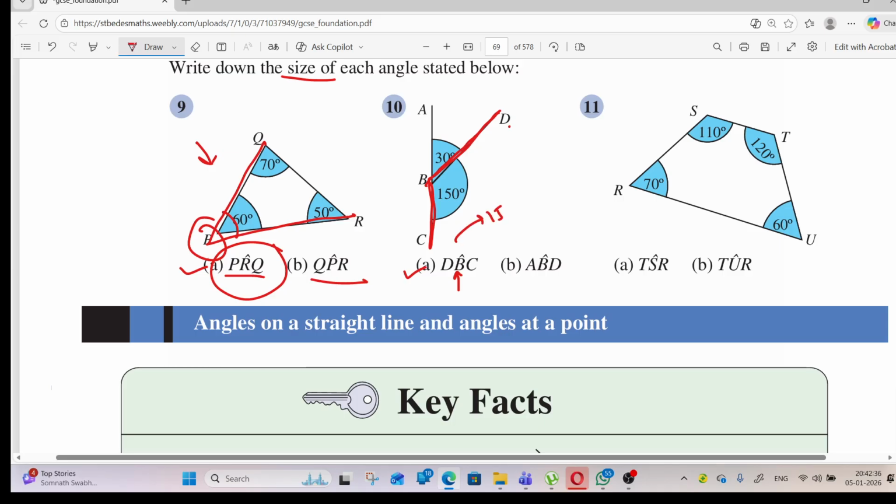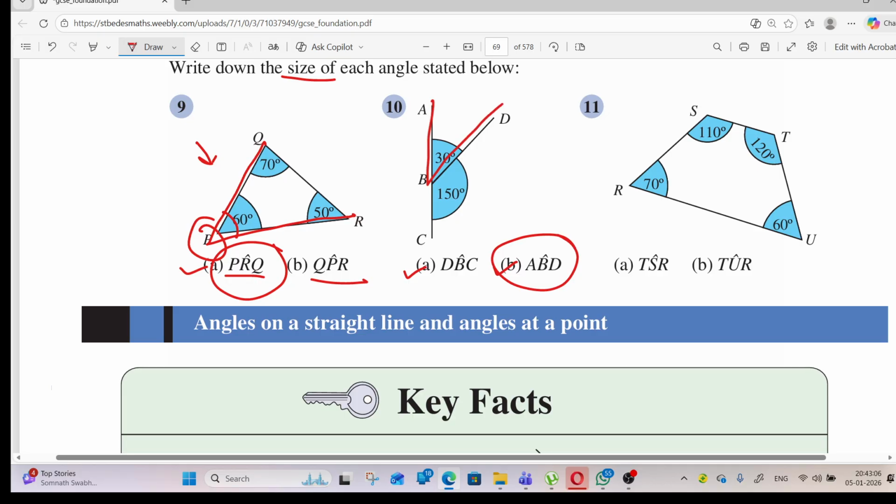150 degrees. So here you can see on point B there are two angles formed, this angle and this, right? So make sure you see it carefully. What about angle ABD? ABD is, yes, be quick. 30 degrees.